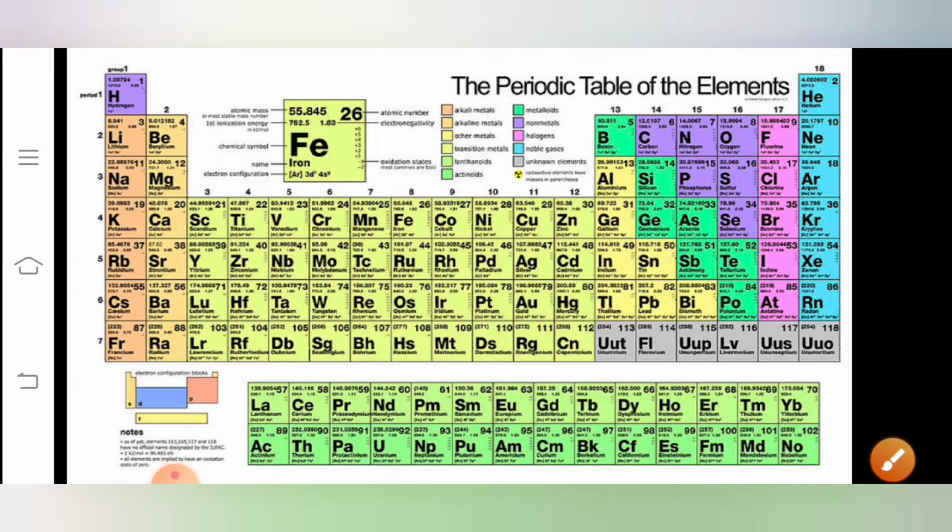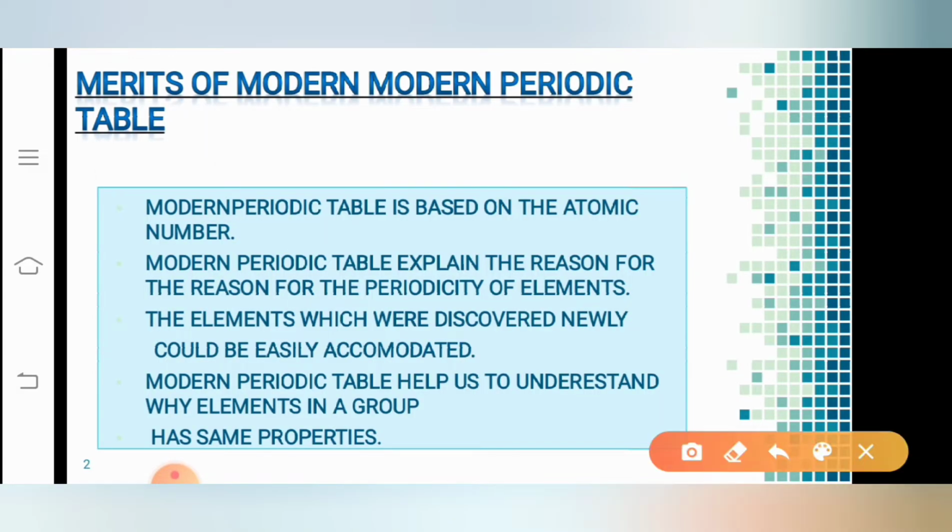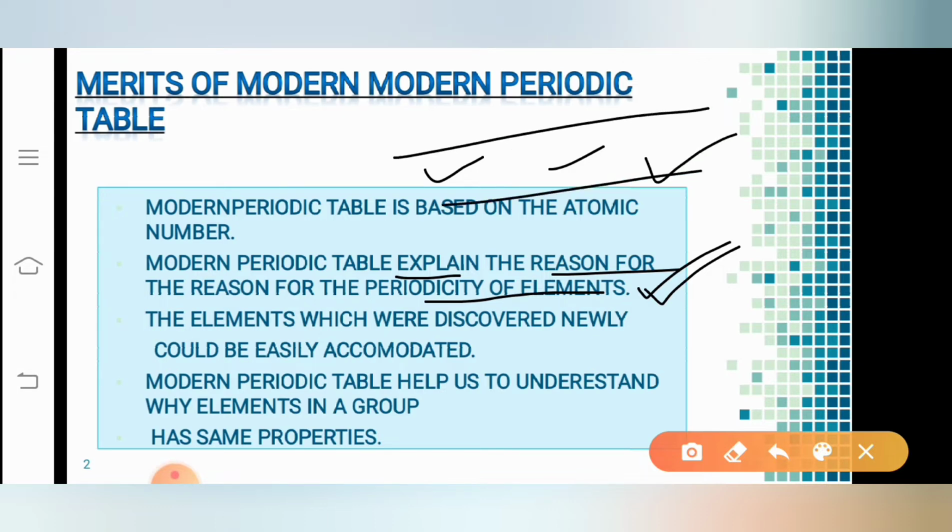Correct? And the second thing is that the modern periodic table explains the reason for the periodicity of elements. I repeat, the reason for the periodicity of the elements has been explained by the modern periodic table. What is meant by periodicity? I told you, right? Periodicity means that elements having similar properties are seen in the periodic table, so we can consider those elements as showing periodicity. If some of the elements have the same or similar properties, those properties are explained by the modern periodic table.